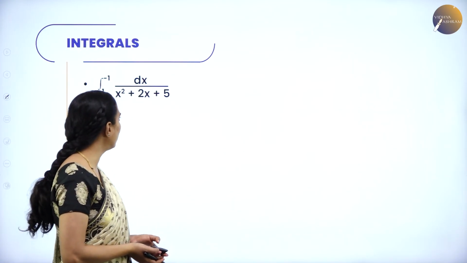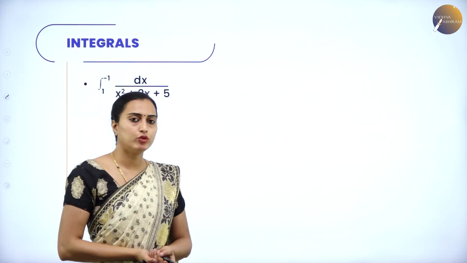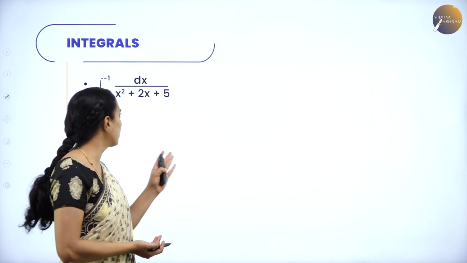I hope you got this one. We'll be moving on to the next problem. What they've asked: integral 1 to minus 1 dx divided by x squared plus 2x plus 5.